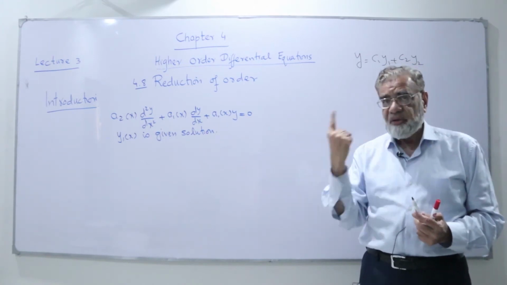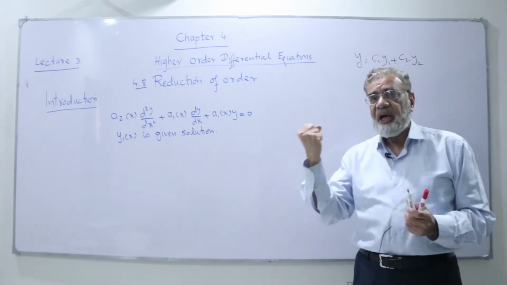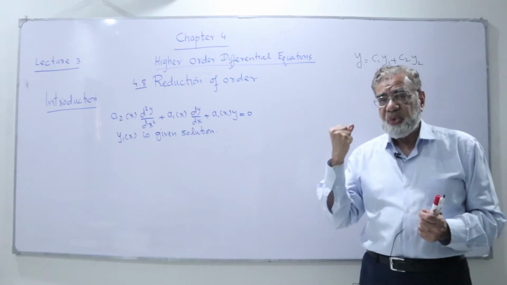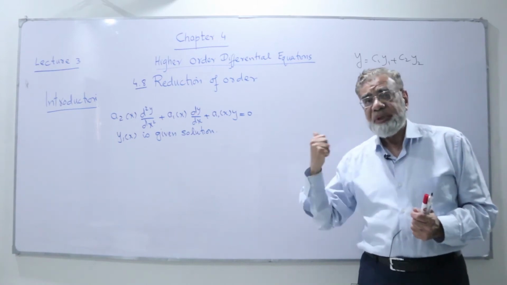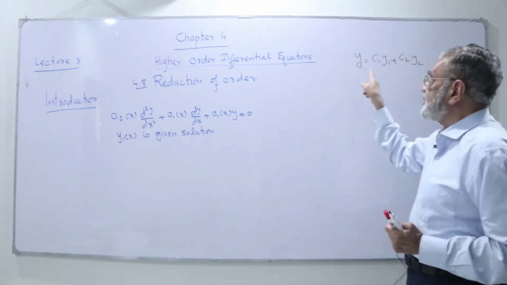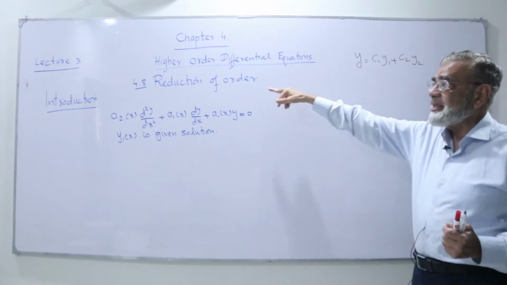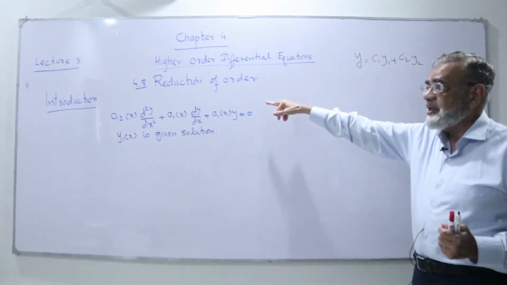In a first order differential equation we get only one arbitrary constant. In a third order differential equation we get three arbitrary constants, y equal to c1 y1 plus c2 y2 plus c3 y3. So here there are two. We are given y1 and want to find y2, the second solution. You will find the second solution y2 by reduction of order.